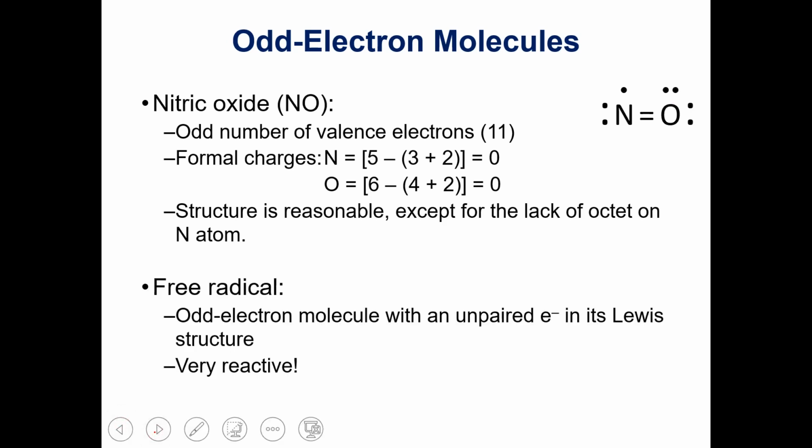So this type of molecule where there's an unpaired electron is what we call a free radical. It's an odd electron molecule with an unpaired electron in its formal structure, in its Lewis structure. So free radicals are actually very reactive. Molecules do not like having an unpaired electron. So these are going to go try to find something else to react with and form a product that does not have an unpaired electron in it.